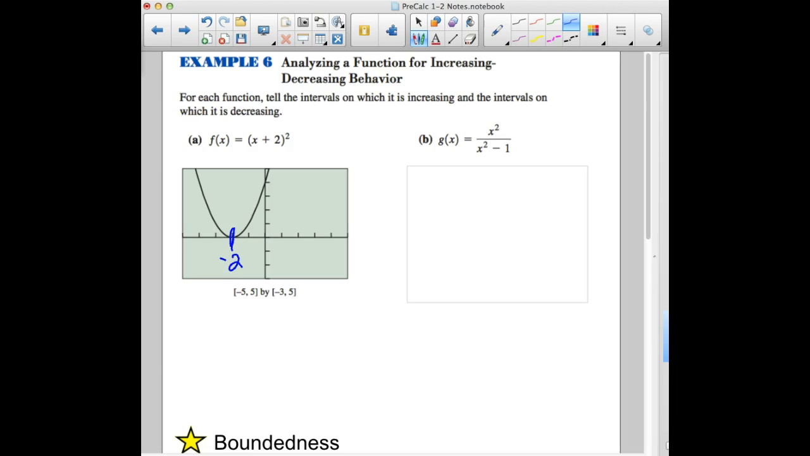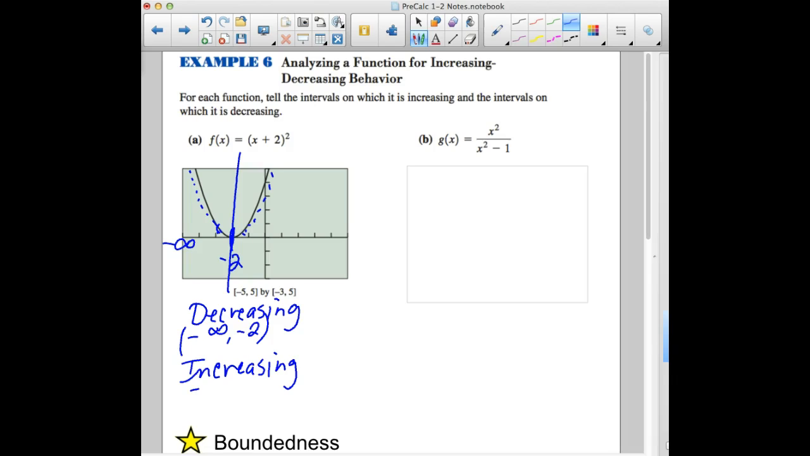Okay, so from -infinity to -2, what is my graph doing? It is going down, right? My y values are going down. So from -infinity to -2, I am decreasing. What happens from -2 on to the right? My graph now is going up. So I'm increasing on the interval from -2 to infinity. All right, and in this picture, there was no place where I was constant.